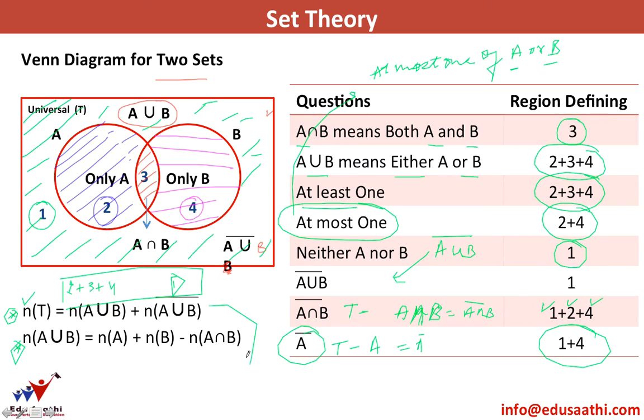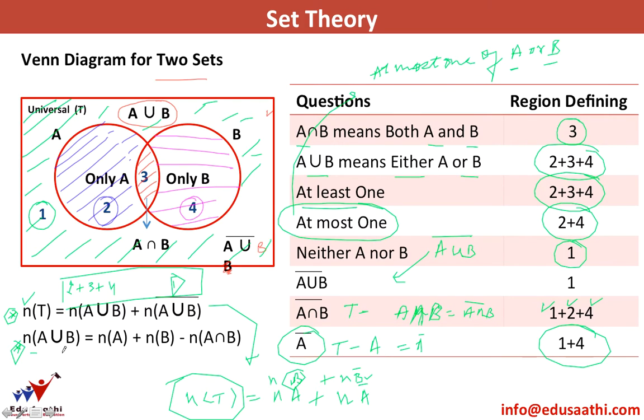Similarly, n of T can also be written as simply n of A plus n of A complement. It will get you the same thing, or n of B plus n of B complement. The only thing is that here this and this should be same. I should have a set and its complement. Whenever I add them, I'll get the universal set.